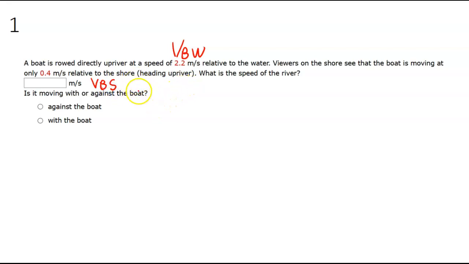Since I'm really talking about boat, water, and shore, the relative velocity equation tells me the motion of the boat relative to the shore is equal to the motion of the boat relative to the water plus the motion of the water relative to the shore. Now, anytime we're doing this, we do need to keep in mind we're talking about vector addition. So vectors in opposite directions are going to cancel each other out.